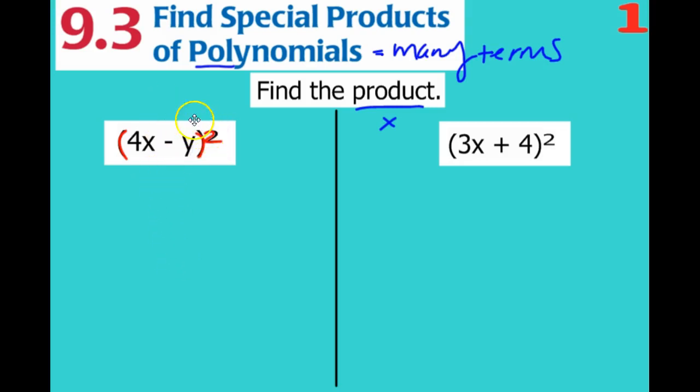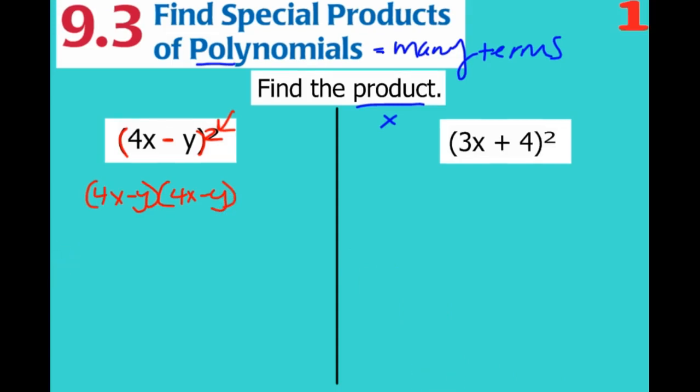Now, you can't just put the 2 to the 4, the x, and the y because of this minus sign right here. If there wasn't a minus sign, if it was all multiplied, then you could just distribute the exponent, but you can't because of that exponent of 2. We need to write whatever's in here 2 times. So I have 4x minus y multiplied by 4x minus y.